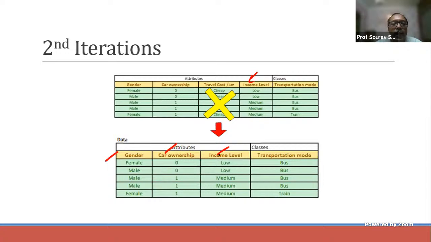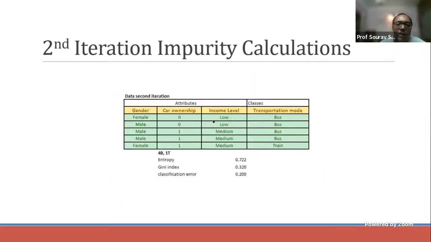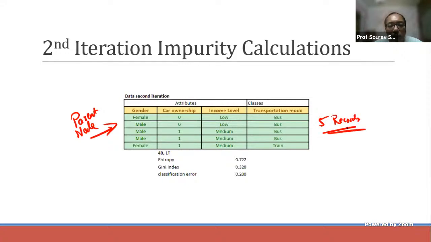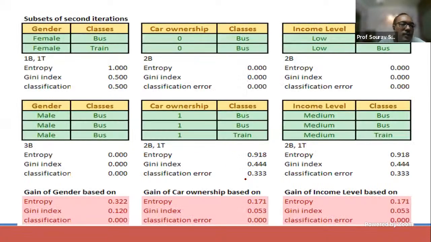Once again, I'll do the same thing which we have done earlier. Right now, this is my parent node, which has 1, 2, 3, 4, 5 records. The 5 values are in my parent node, right? Entropy, Gini index, classification error: these are the values which I'm getting for the parent node, whatever was calculated earlier. Once again, I'll split on the gender, on the car ownership, and on the income level. And then probably I'll take a call.